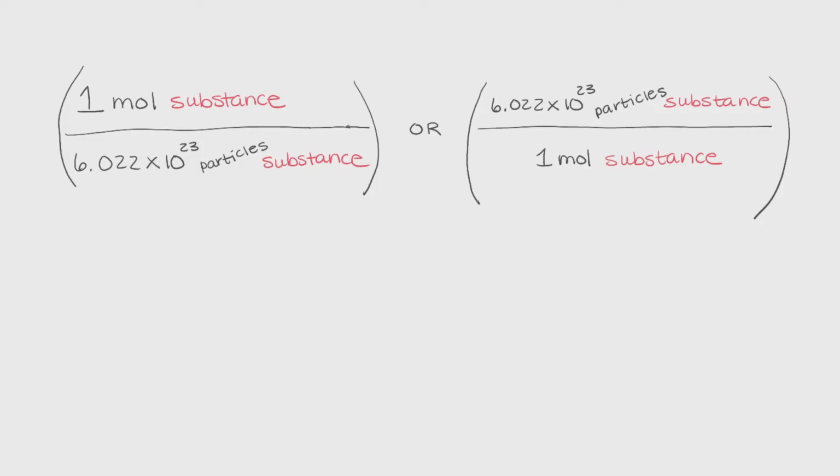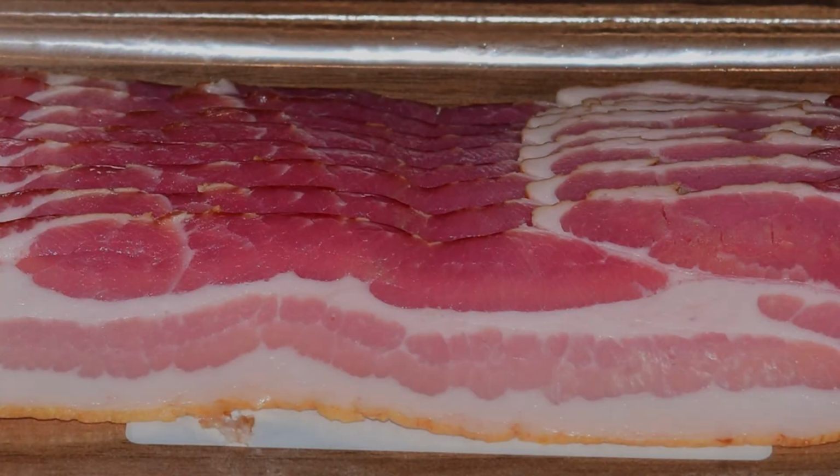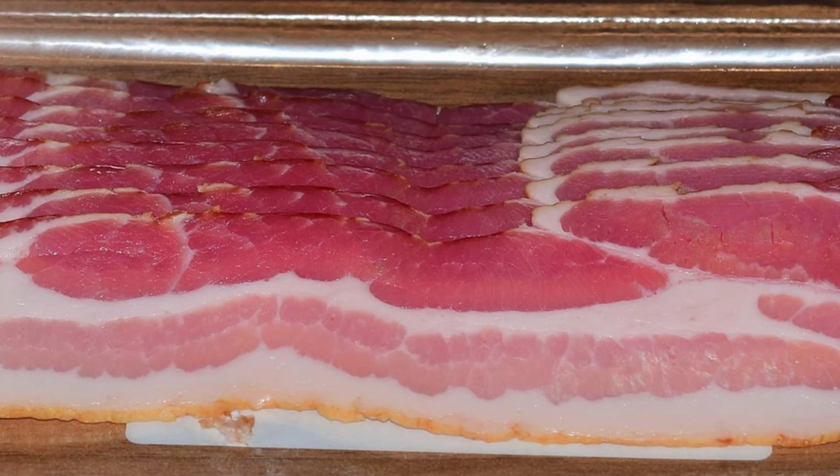Only 2 parts of this conversion factor will ever change: the symbol or chemical formula of the specific substance, and particles will become molecules or atoms. The numerical parts of the conversion factor are always the same and never change. Like with other conversion factors, how we set it up depends on the given information in the problem, and we'll let that given information guide us. So let's look at a problem involving bacon.